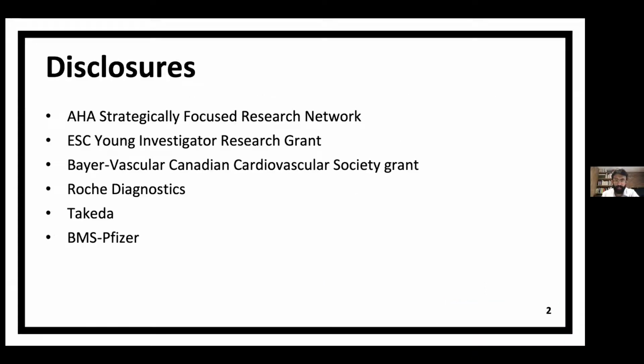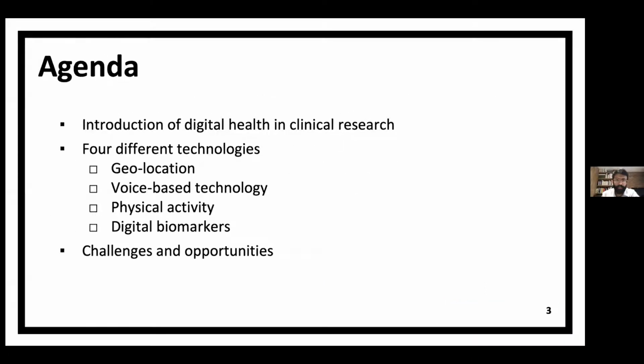Here are some of my disclosures. And really, I'm going to introduce digital health in the context of clinical research and highlight 4 different technologies that I have worked with in the past, highlight some of the pitfalls, some of the lessons learned and mistakes that I've made along the way. And hopefully we can open it up to a robust discussion around challenges and opportunities. I'm just going to be setting a timer for myself because I have a tendency to keep on going, just to make sure that I'm on track here.